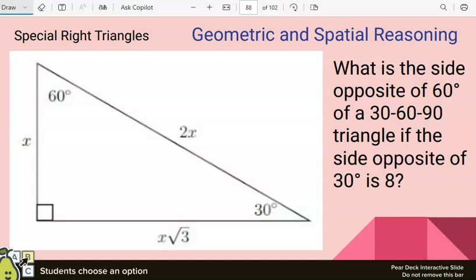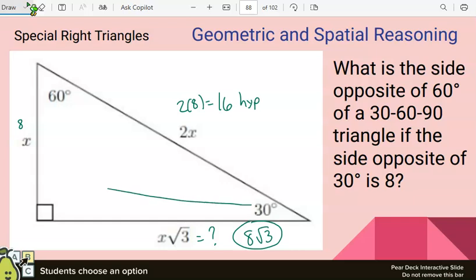Alright, try this one. What is the side opposite of 60 degrees of a 30, 60, 90 triangle if the side opposite of 30 degrees is 8? Pause the video and try this out. When you are ready to check, unpause the video. The answer is 8 square root 3. Since the side opposite of 30 degrees is 8, the side opposite of 60 degrees would be 8 times the square root of 3.